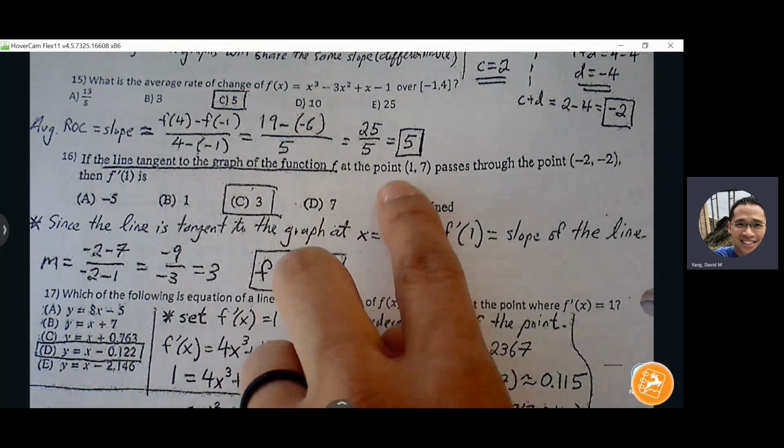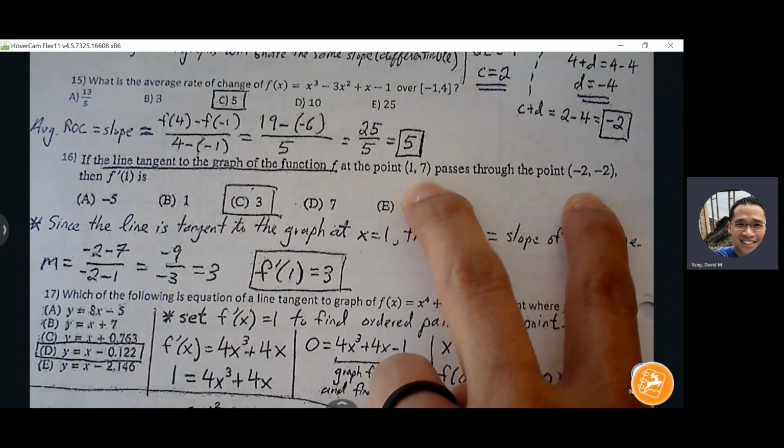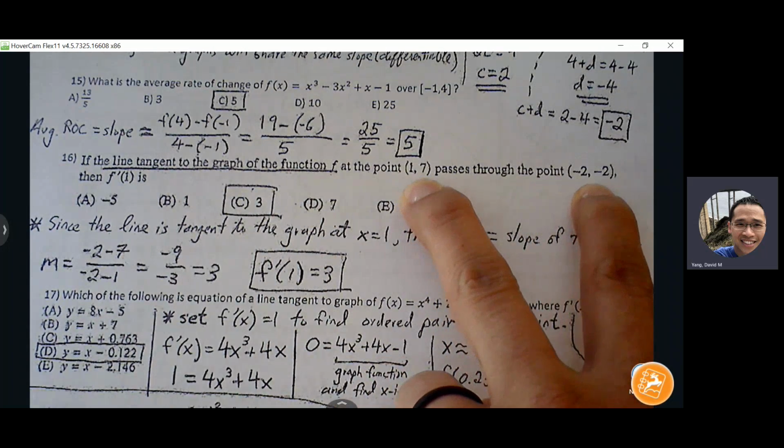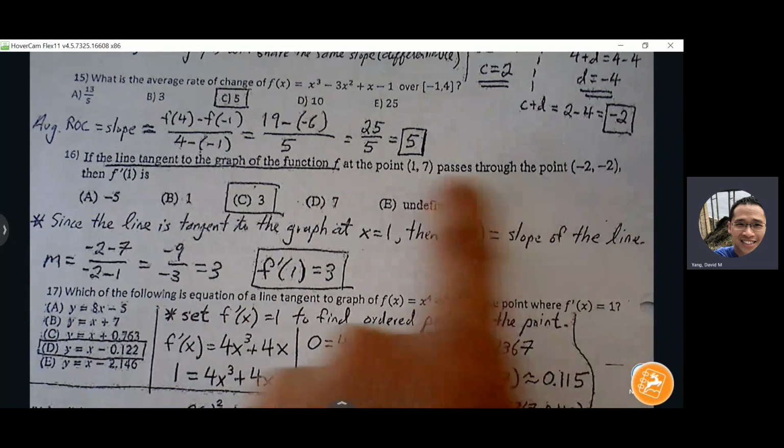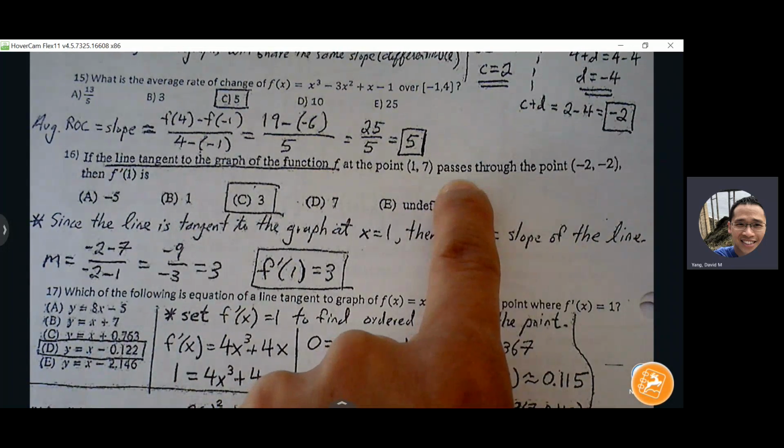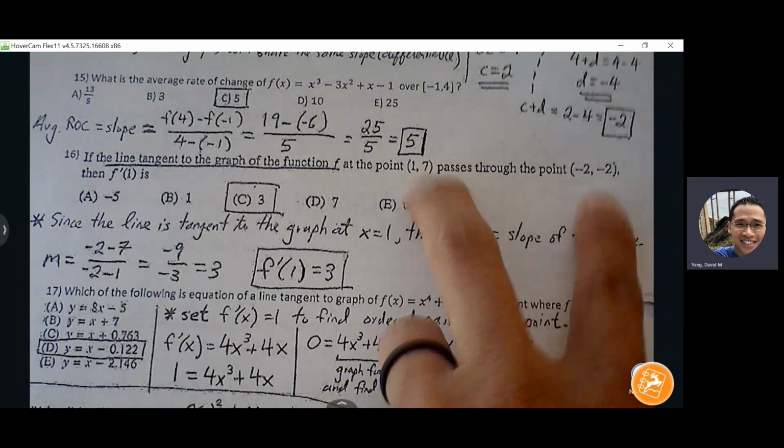Tangent to the graph. So you know that the slope is whatever you can gather between the two ordered pairs, and so if it's tangent, then it's going to share the same slope as what you found between these 2 points.